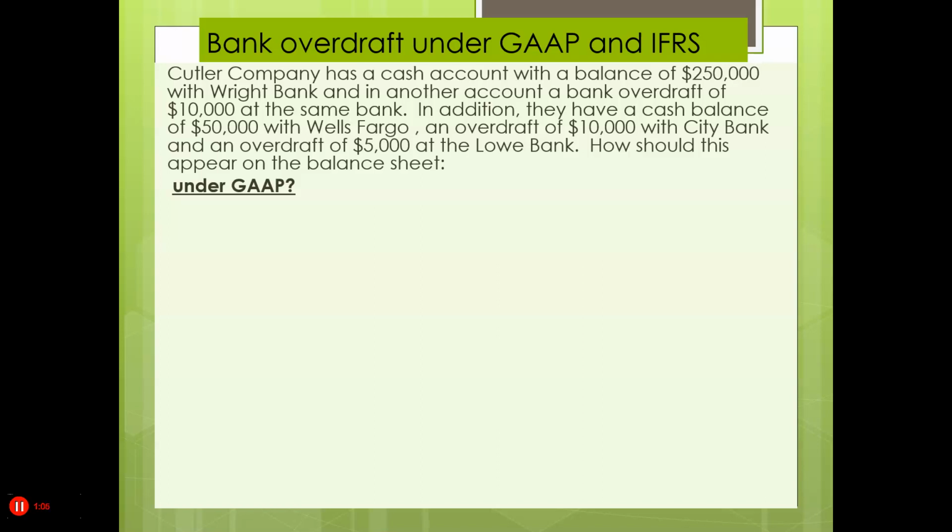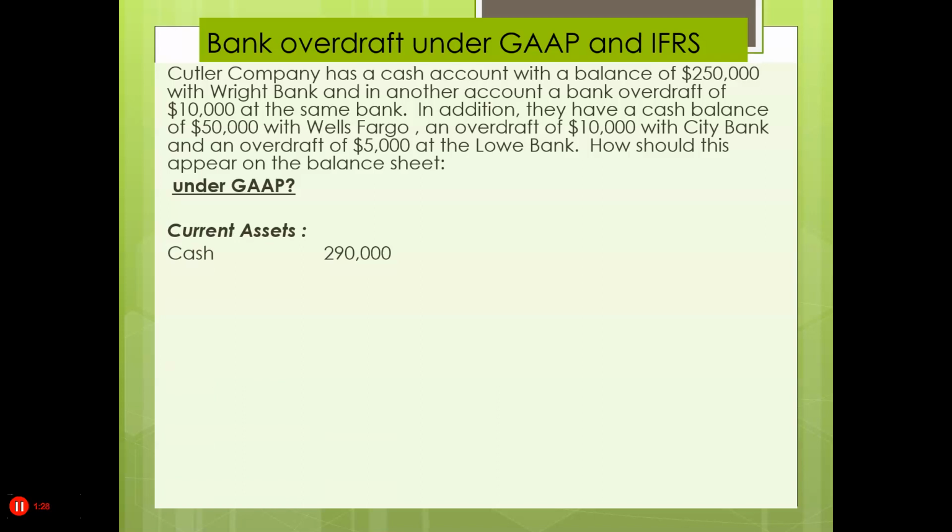In this case, we have a balance of $250,000 at the Right Bank with an overdraft of $10,000 at the same bank. In addition, they have a cash balance of $50,000 with Wells Fargo, an overdraft of $10,000 with Citibank, and an overdraft of $5,000 at Low Bank. So how would this appear on the balance sheet?